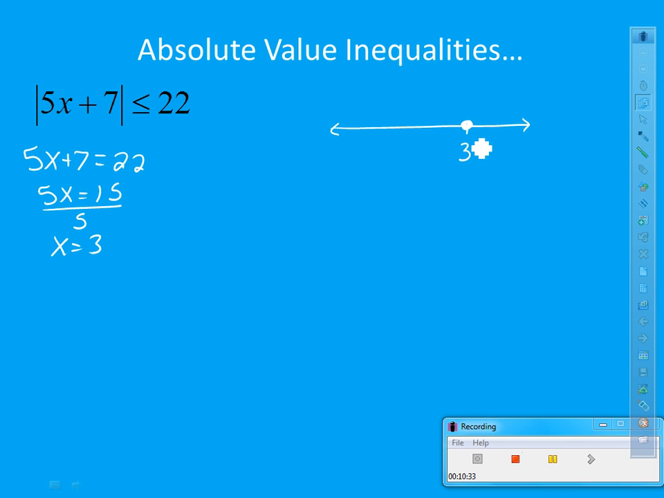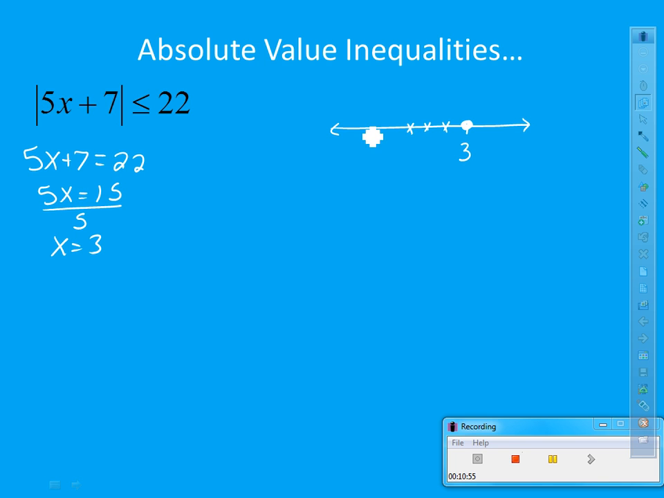Now I'm going to see what kind of numbers I can get. Like, let me toy with a 4. I'm going to see if I can use 4. 5 times 4 is 20, plus 7 is 27. 27 is not less than 22, so I can't use 4. Let me try 2. 5 times 2 is 10, plus 7 is 17. It's definitely less than 22, so I can use numbers in here for a little bit.